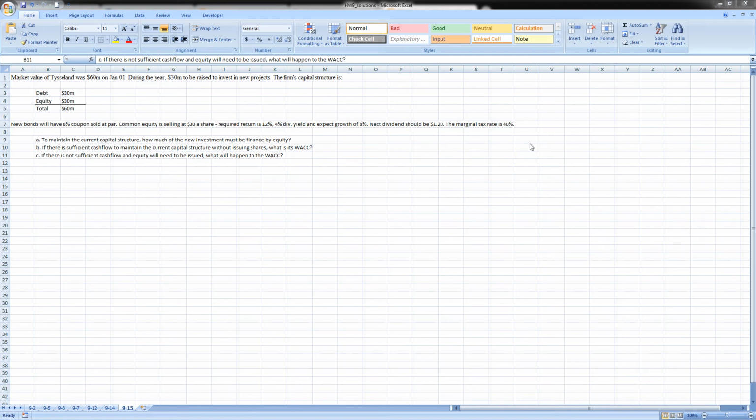To maintain the current capital structure, how much of the new investment must be financed by equity? So $30 million is to be raised, and we can clearly see that the debt is 50% and the equity is 50% of the capital structure. So if $30 million is to be raised and half of it is to be equity, $15 million will need to be raised in equity and $15 million in debt.